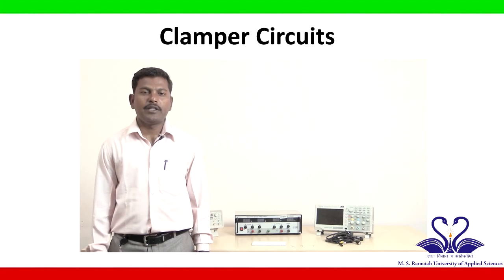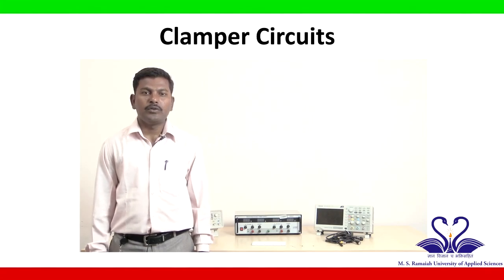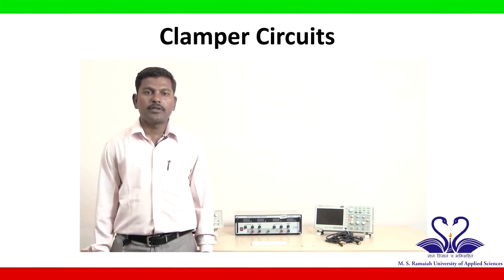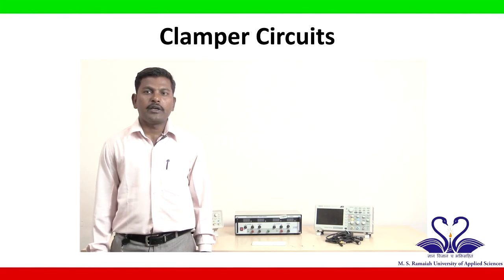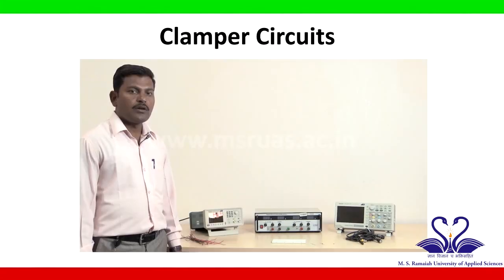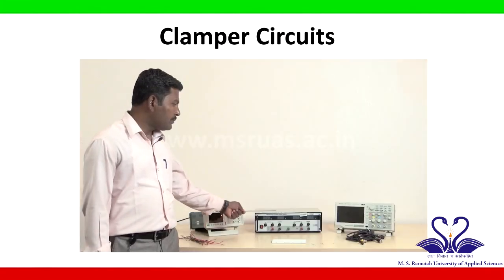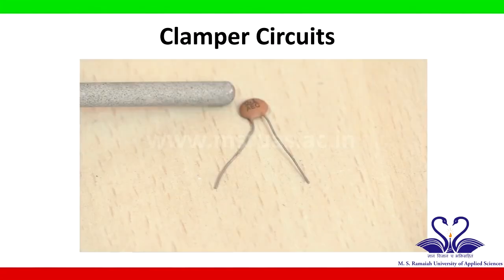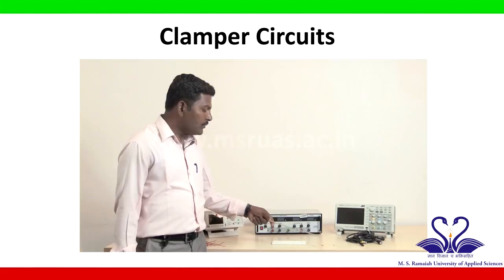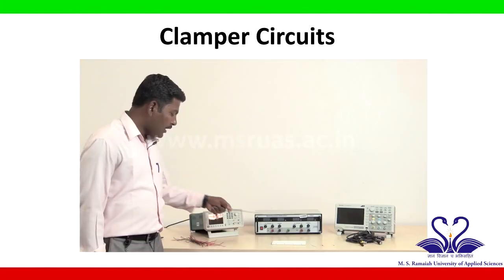Hello students, the name of the experiment is clamping circuits and the aim of the experiment is to observe the output waveform of a positive clamper circuit and negative clamper circuit and to observe the positive clamping level and negative clamping level. Components used for the experiments are function generator, dual DC power supply, digital oscilloscope, probes, capacitor having a value 0.1 microfarad, diode, resistor having a value 200 kilo ohm, breadboard and connecting wires.